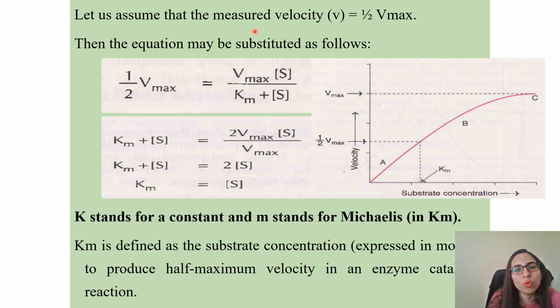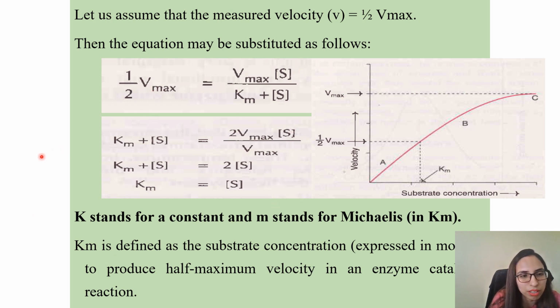Next, in the maths, we have to assume that when the velocity is 1 by 2 Vmax, as I told you earlier, in that moment the substrate concentration is equal to Km. Now we need to prove it. Find when velocity is 1 by 2 Vmax, at that moment Km is equal to S. How can we obtain it? We have to put the value V is Vmax upon 2 and put the value here after rearranging this equation.